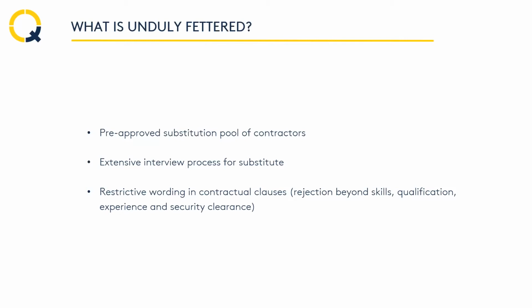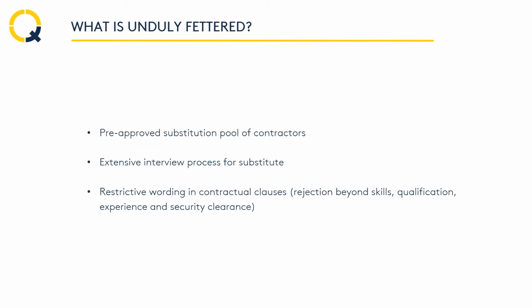One of the other things HMRC classes as unduly fettered would be if there's a substitution clause within the contract that has a phrase in it such as the substitute will only be accepted at the end client's discretion. Now, the word discretion doesn't seem that important, but what it means is it gives the end client the room, if you like, to say, well, do you know what? We'll put in these sort of barriers to prevent a substitute being used because it's at our discretion. So we can decide what we will and won't accept as a substitute.